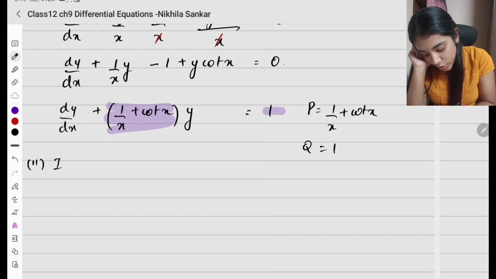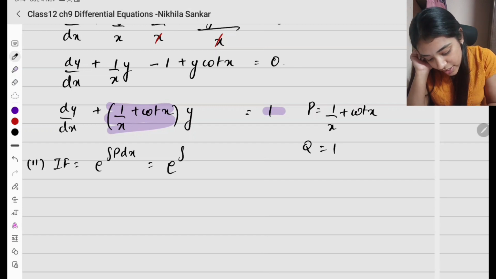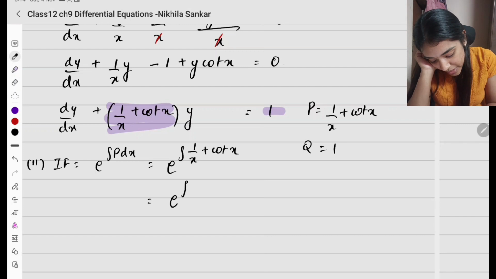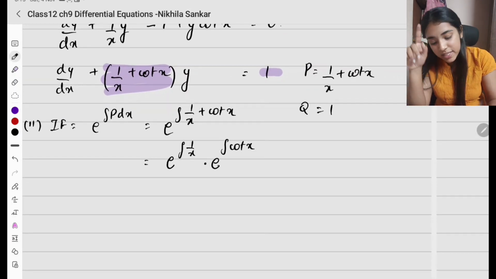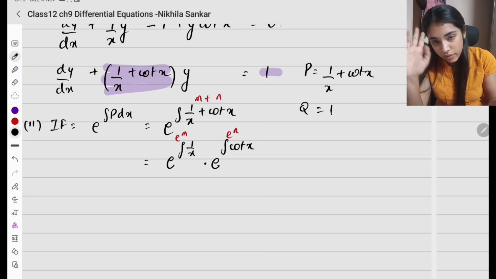Now second step, what is my integration factor? E raised to the power p dx, which is going to be e raised to power 1 divided by x plus cot x. So the split panna e to the power of integral 1 by x, I'll split it, 1 by x times e to the integral of cot x. Split panalama e to the m plus n. You understand, e to the power m plus n is e to the power m into e to the power n. Ultava formula use pandra.